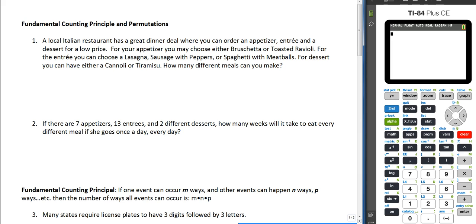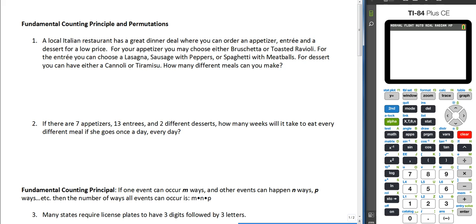So at this place, you have two choices for your appetizer, bruschetta or toasted ravioli. For your entree, you have three choices. You can get the lasagna, the sausage and pepper platter, or spaghetti with meatballs. And then for dessert, you have two choices, either the cannoli or the tiramisu. So how many different meals can you make?